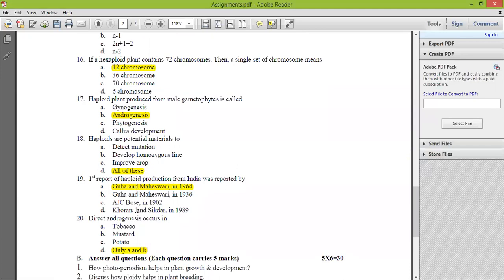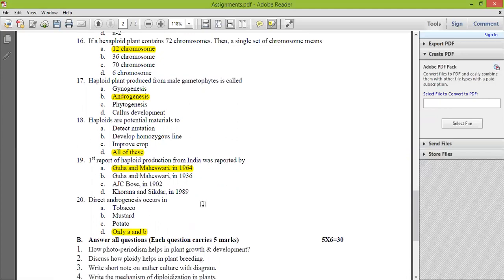The first report from India is Guha and Maheshwari in 1964. They developed haploid radish and haploid datura in culture conditions. And the last MCQ question was that direct androgenesis occurs in tobacco and mustard. Only the families Solanaceae and Brassicaceae were able to develop androgenesis directly, and this is the answer. Only A and B is the answer.